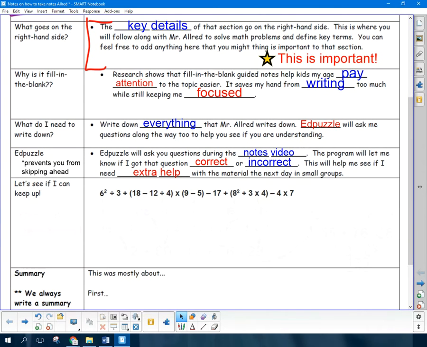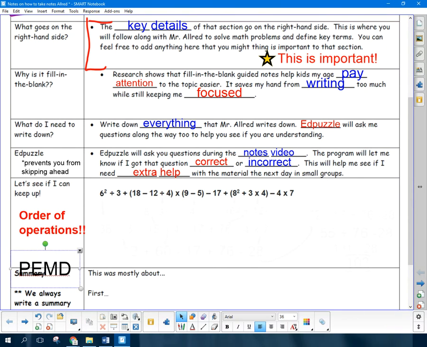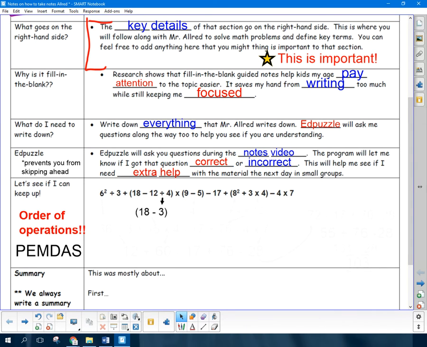Okay, so here's the first math problem of the year on guided notes. I want you to see if you can keep up. I've got an order of operations problem here, so I'm going to want to make definitely sure that I follow PEMDAS like I was taught in 5th or 6th grade. I'm looking at the parentheses first. In these parentheses here, I have 18 minus 12 divided by 4. I know 12 divided by 4 is 3. So that parentheses is worth 18 minus 3. And these parentheses right here, I've got 9 minus 5. 9 minus 5 is 4. And in these parentheses right here, I know 8 squared is 8 times 8. That's 64, and 3 times 4 is 12. So I still followed order of operations within those parentheses. I can't do the addition until I do the multiplication.